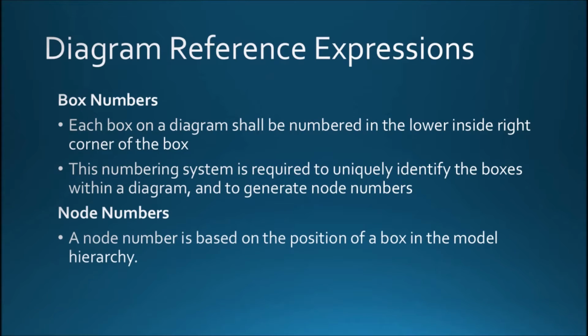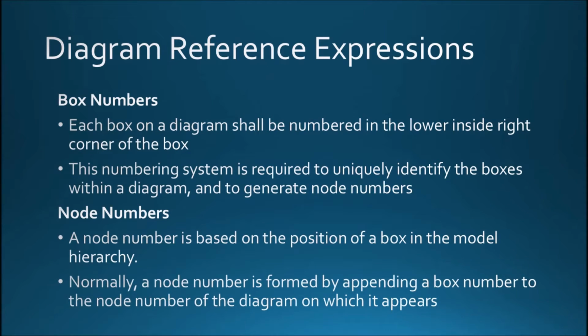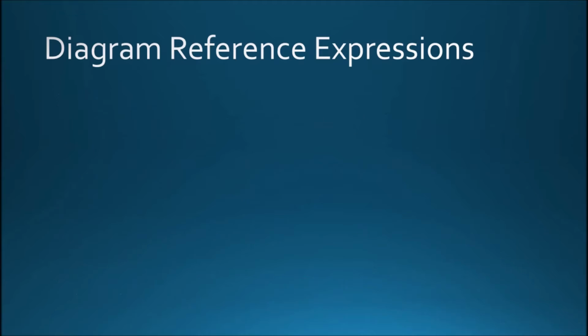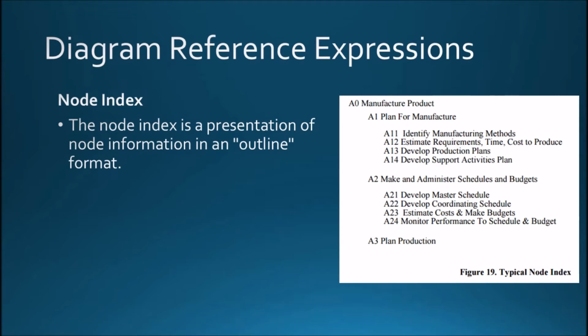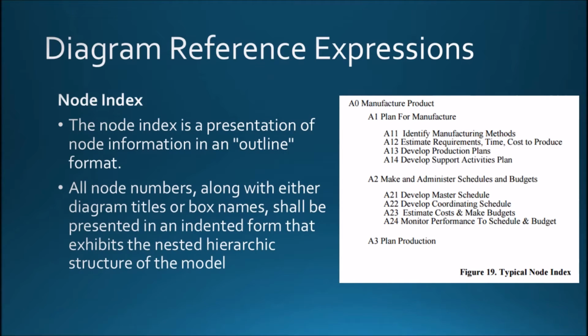The node number is based on the position of a box in the model hierarchy. Normally, a node number is formed by appending a box number to the node number of the diagram on which it appears. The node index is a representation of node information in an outline format. All node numbers, along with either diagram titles or box names, shall be presented in an indented form that exhibits the nested hierarchic structure of the model.